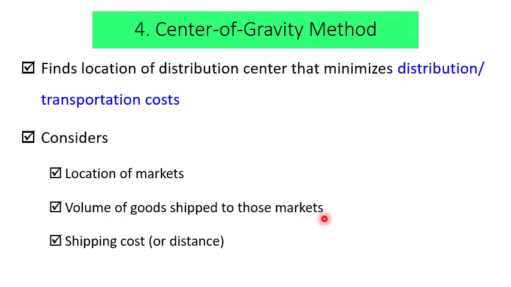The fourth method is center of gravity. The main objective of the center of gravity method is to minimize the distribution or transportation cost, and it considers the location of the market, the volume of the goods shipped to those markets, that means the capability of the market, and the shipping cost or the distance. These are the considerations.